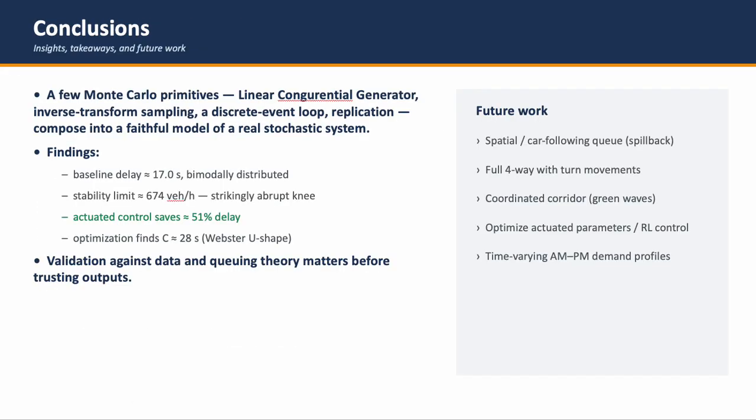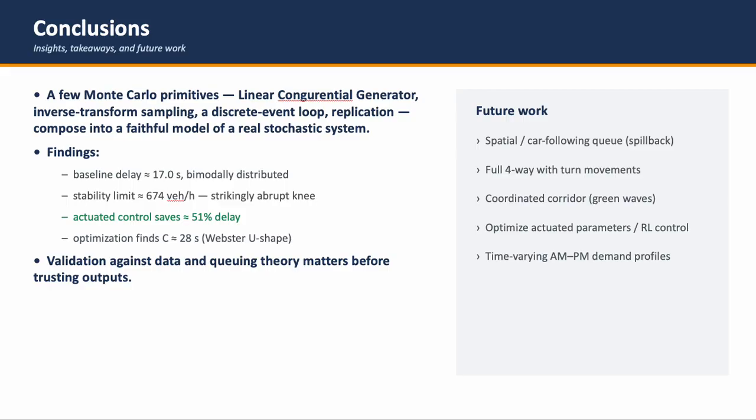To wrap up, the big picture takeaway is that a handful of simple Monte Carlo primitives, a uniform generator, a linear congruential generator, inverse transform sampling, a discrete event loop, and replication, compose into a genuinely faithful model of a messy real stochastic system.